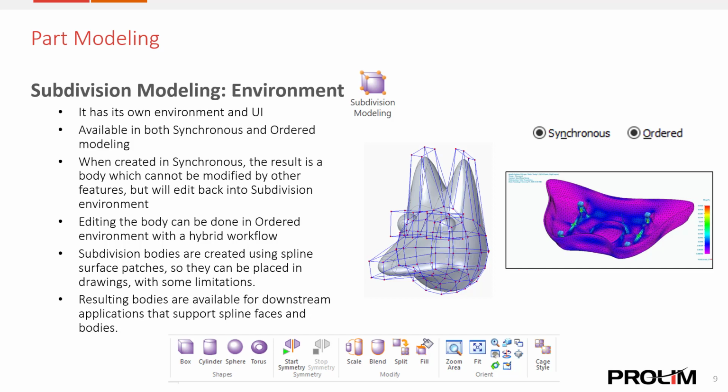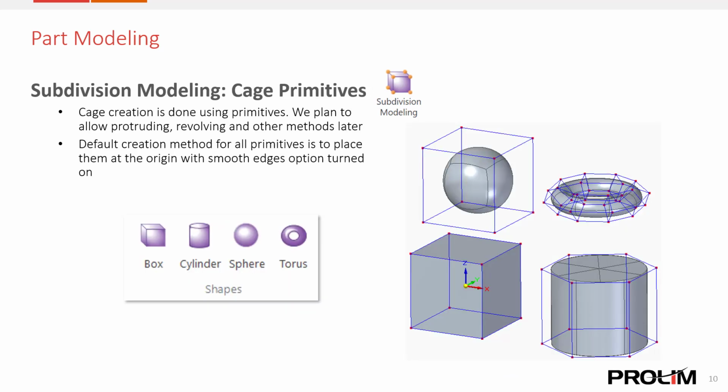Subdivision bodies are created using spline surface patches, so they can be placed in drawings with some limitations, and the resulting bodies are available for downstream applications that support spline faces and bodies. And then we're going to talk about the subdivision modeling cage primitives. Cage creation is done using primitives. We plan to allow protruding, revolve, and other methods later. The default creation method for all primitives is to place them at the origin with smooth edge options turned on.